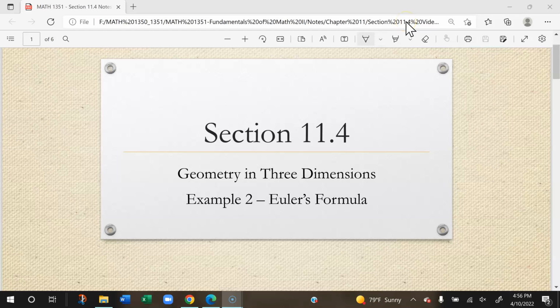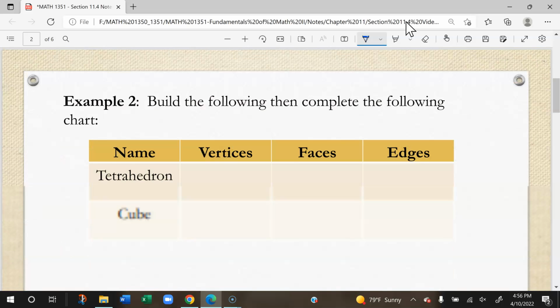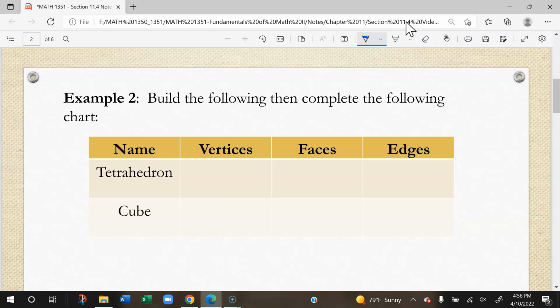Okay, we want to look at the number of vertices, faces, and edges that different shapes have. And what we're going to do is look at something called Euler's formula. So what we want to do is build the following to complete the chart.